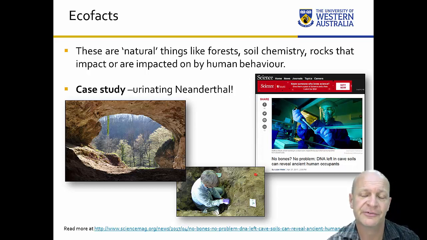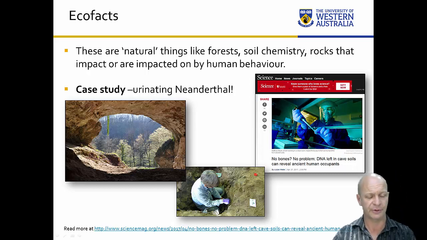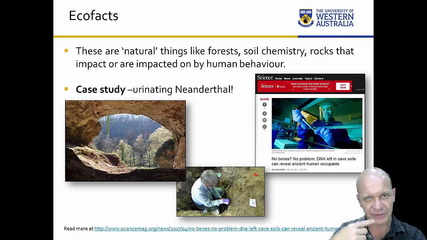An interesting one are ecofacts. These are, in inverted commas, natural things that influence or are influenced by human behavior. And there's a great study of the urinating Neanderthal. This was a discovery made in 2017, so very recent research. What happened is, in an Eastern European country, in this large cave where Neanderthals were known to exist, when archaeologists do their work, you'll notice the nitrile gloves being worn here. They collect the artifacts, they map them in 3 dimensions, where they are in time-space, working very carefully, because excavation is destruction. Once you've excavated an area, you can never excavate it again.